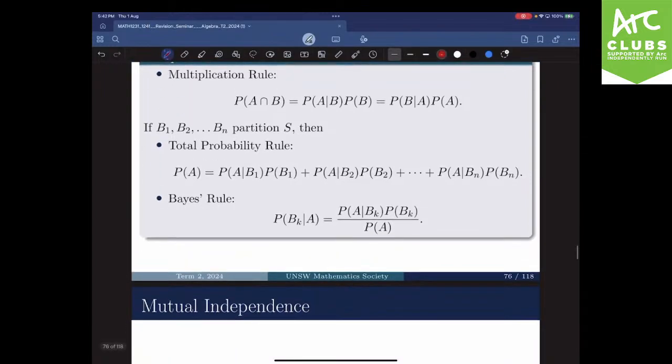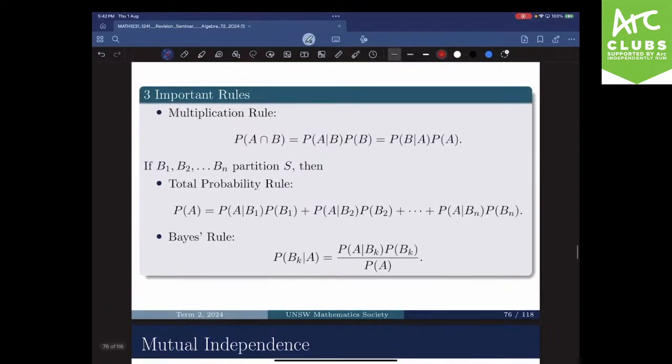And then lastly, we have Bayes' rule, which essentially relates the probability of A given B to the probability of B given A. So these two events, B given A and A given B, are related by this rule. And this rule is a consequence of the multiplication rule once again, right? If we look at the multiplication rule, we just reorder it around and we'll get Bayes' rule.